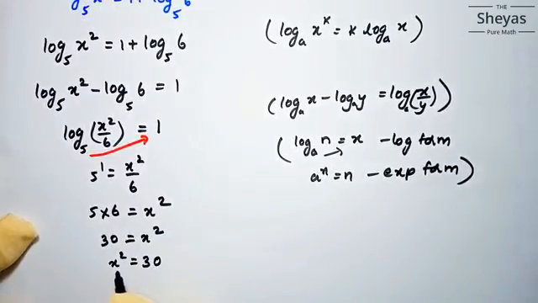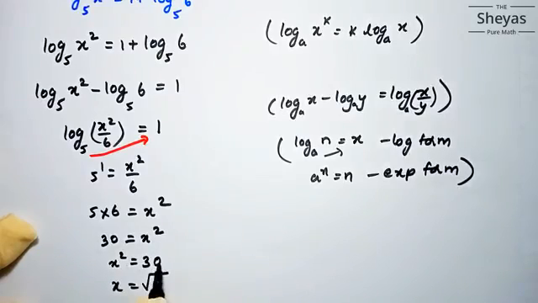And so x is equal to, I can take the square root. So x square is equal to 30. The next step will be x is equal to square root of 30. So square root of 30 is the required answer.